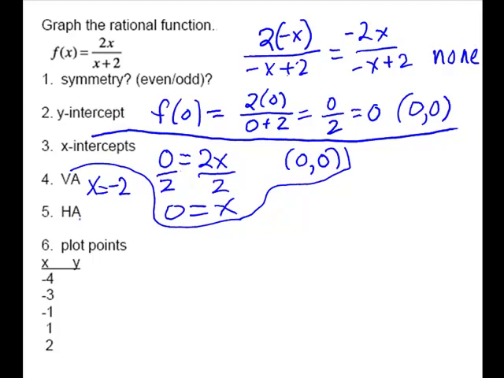All right, horizontal asymptotes. You use your table, and the degree of your numerator is equal to the degree of the denominator. So you take the leading coefficients as a fraction, 2 over 1, or 2. And remember, this is y equals 2.